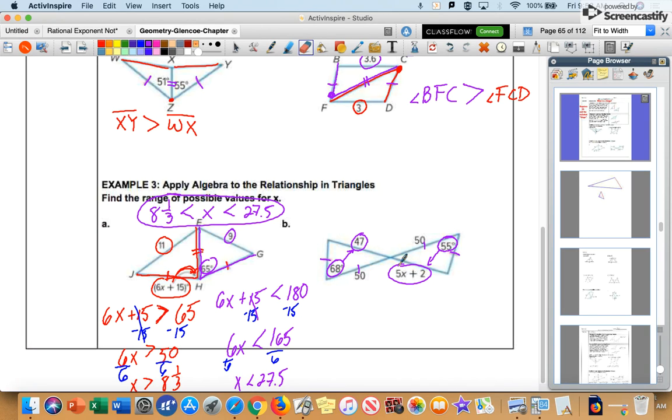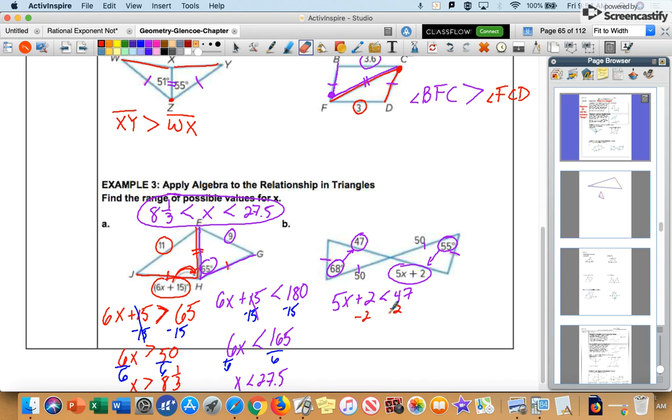And so we'll notice the 5x plus 2 here. Let's think about that. So 5x plus 2 is related to this 47 over here. That's the corresponding part of that other triangle. And we know that that 5x plus 2 is across from 55, and the 47 is across from the 68. So we know 5x plus 2 has to be less than 47 because it's across from a smaller angle than the 47. So when we're solving this one, we're going to first think about that piece of it.